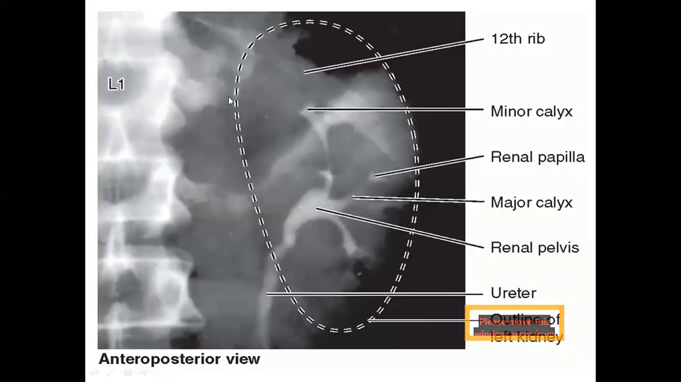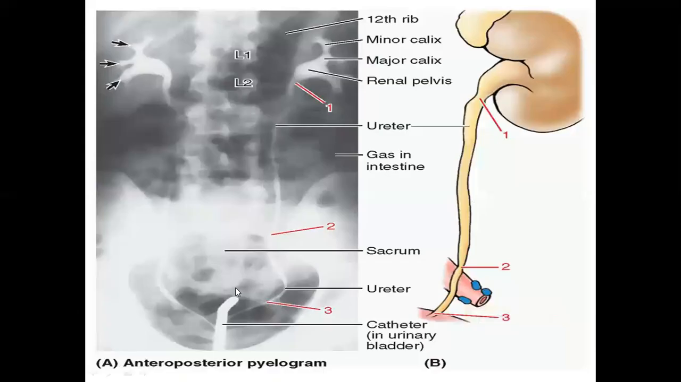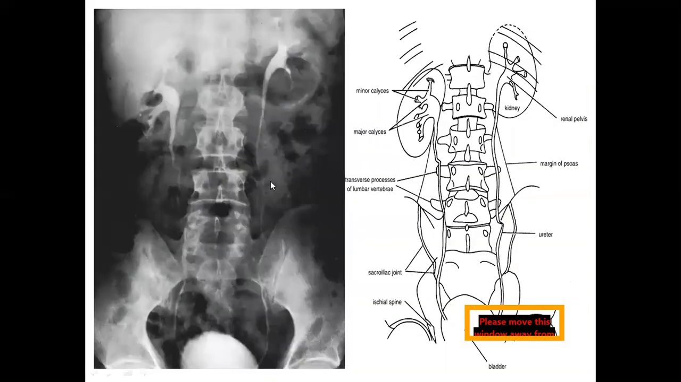So you can see this is the outline of the kidney. We can see the major and minor calyces, renal pelvis and ureter. Here you are finding one constriction, and here one more constriction. This is the anterior-posterior view after injecting the dye. So this is the right kidney shadow, left kidney shadow. These are the minor calyces, major calyces, pelvis of the ureter.